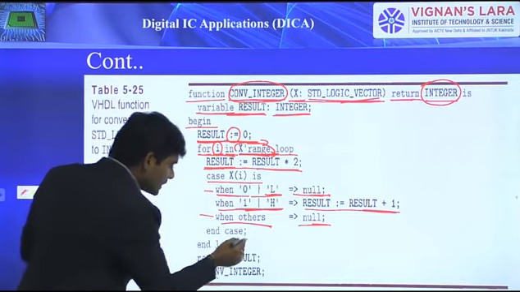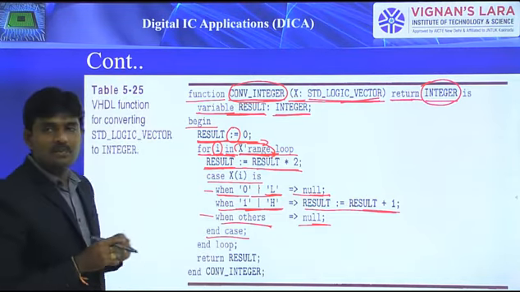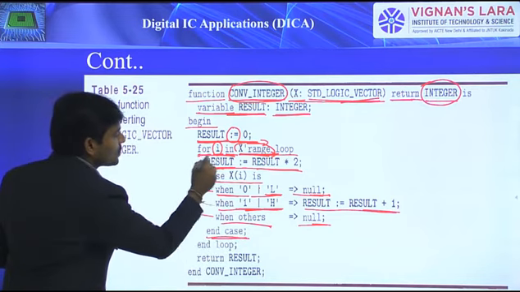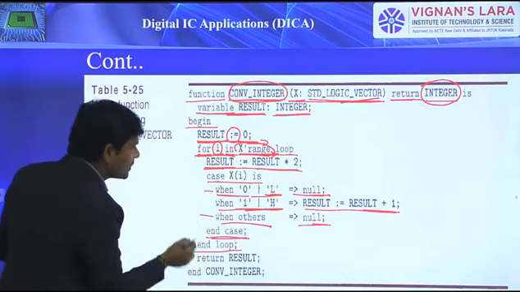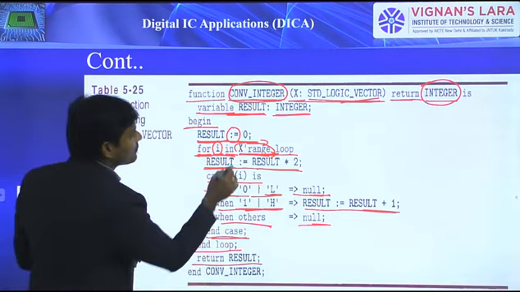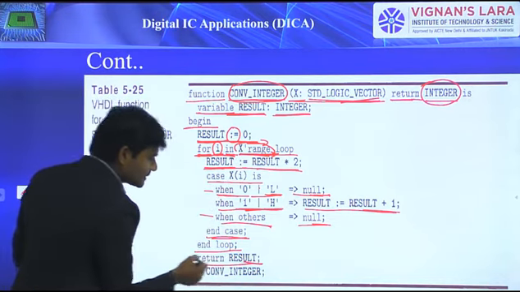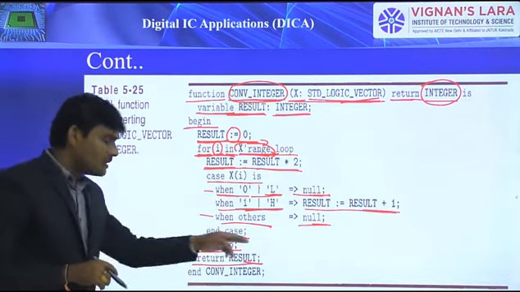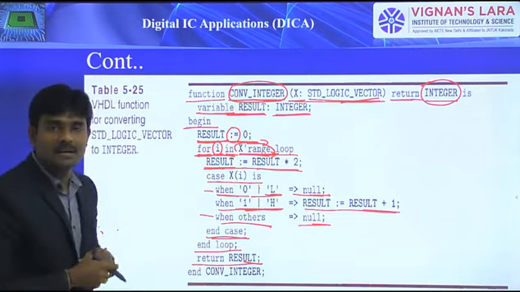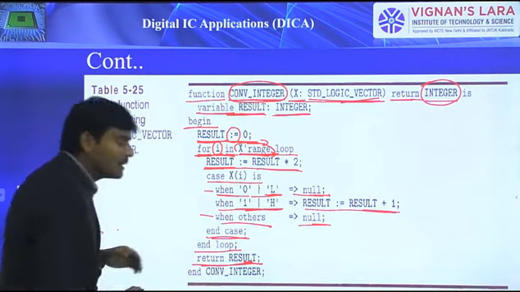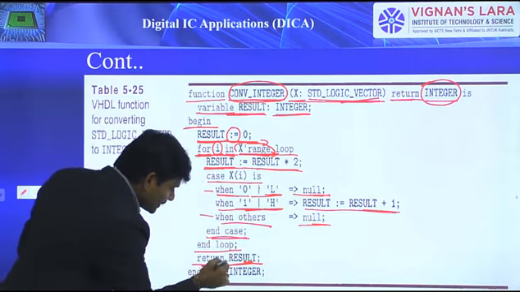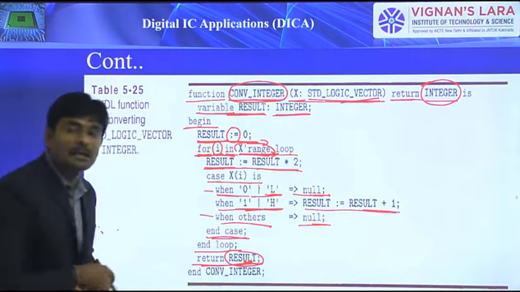Then after that, end case. We are supposed to close that case with the end statement, so end case. Then after that we are supposed to close this for loop, so end loop. Then after that, return result. In this function, finally a return statement must be there. We return the result, because in result only we saved the output, and that must be returned. So whenever this function is called, it is going to return the value of that result itself.